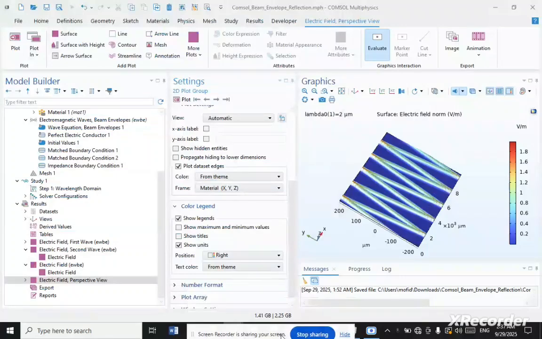In the name of Almighty God, I'm Mahsa Hassan Koshi, and today I want to talk about the electromagnetic waves beam envelope interface, or EWBE, which is a physics interface in COMSOL Multiphysics for simulating light propagation through devices where the electromagnetic field amplitude varies slowly over wavelengths.